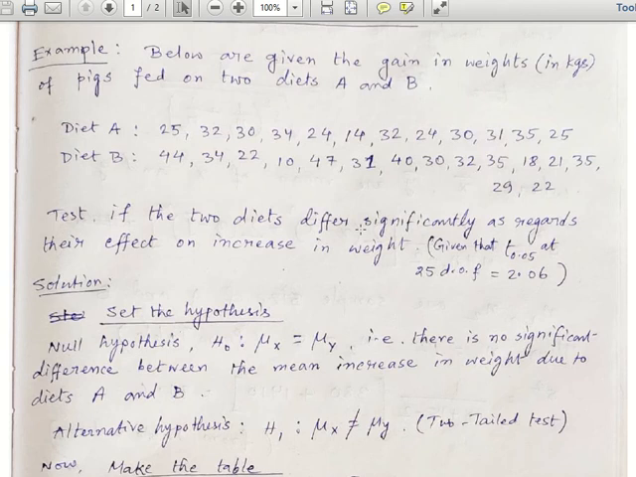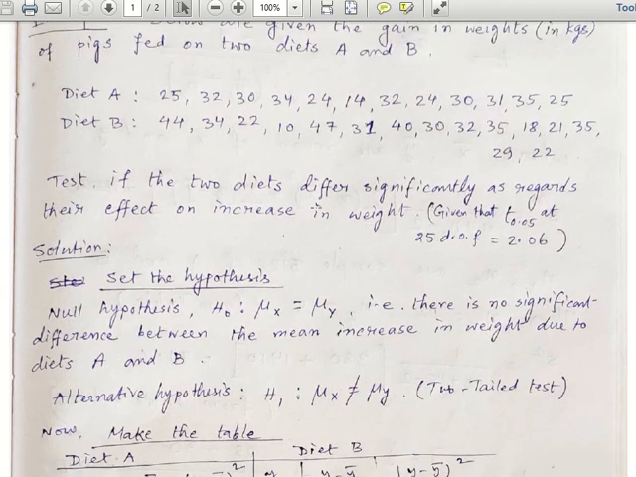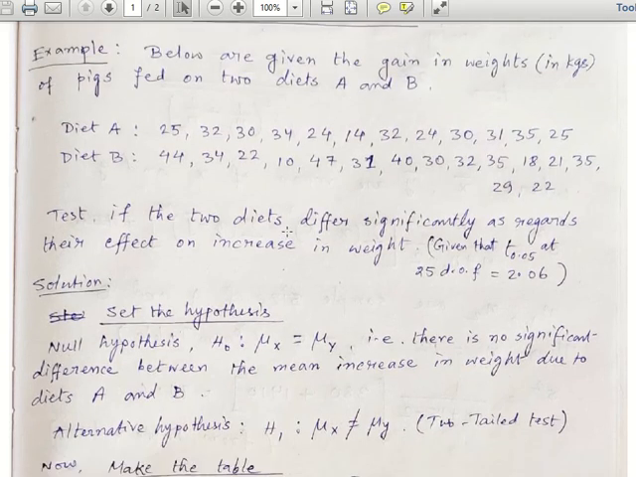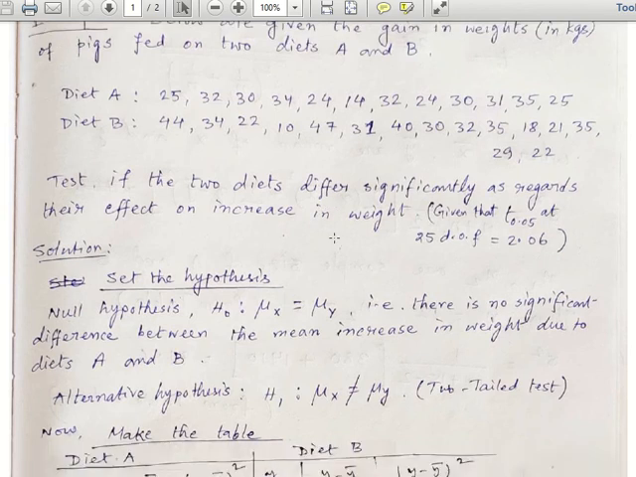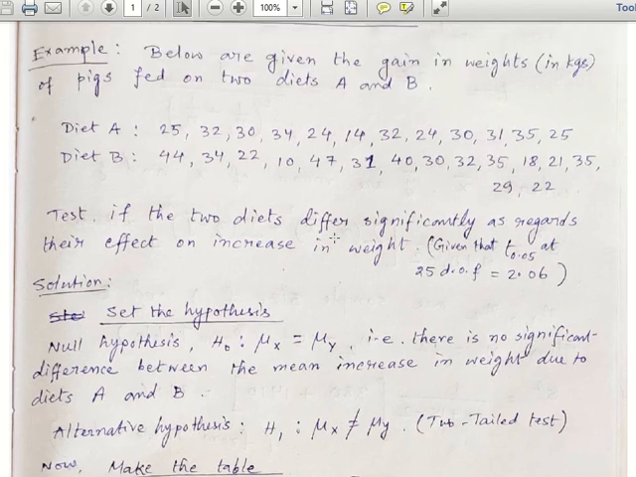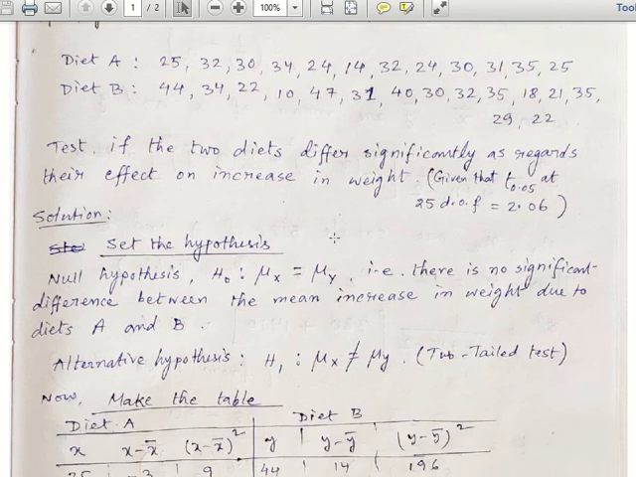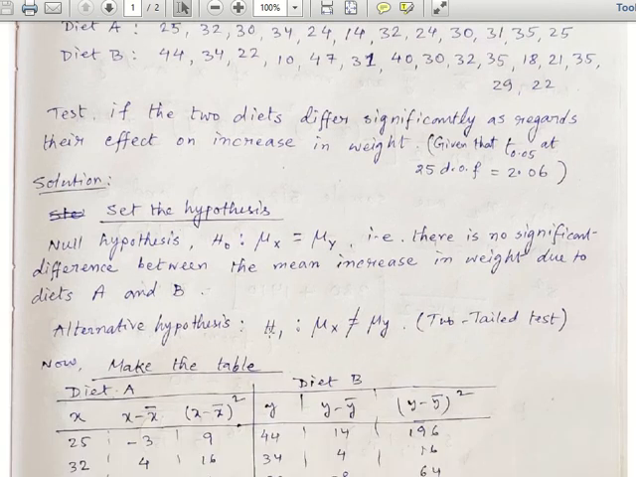So what is our alternative hypothesis? In the problem, we just need to examine whether there is some significant difference between these two diets or not. We are not examining whether diet A is better or diet B is better. So our alternative hypothesis will be H1: mu x not equal to mu y.